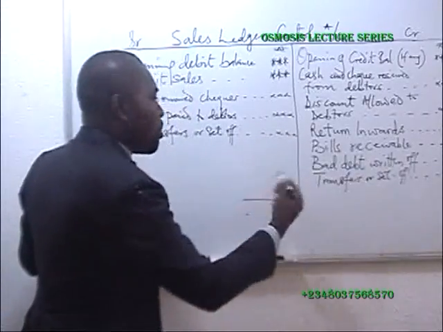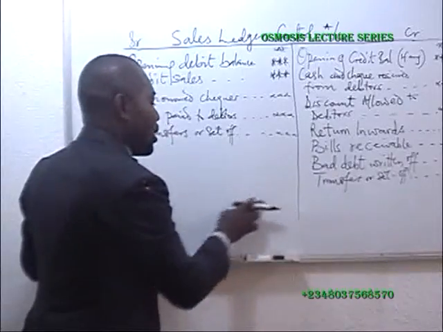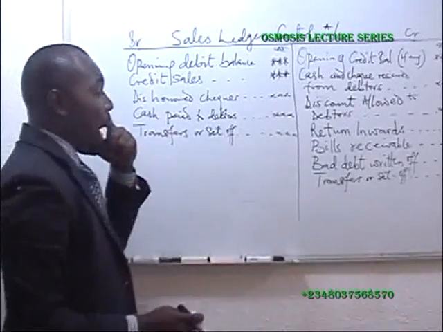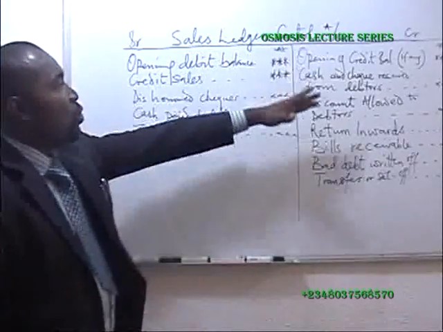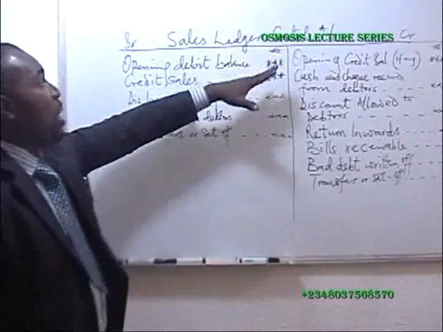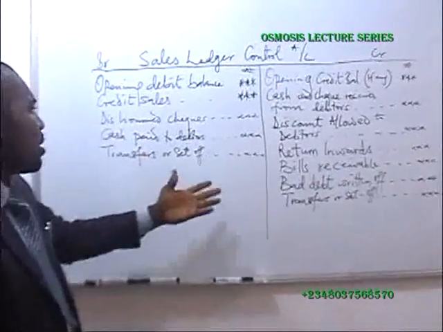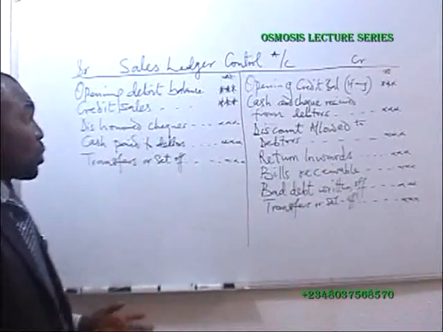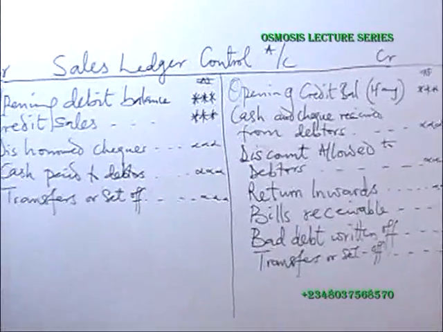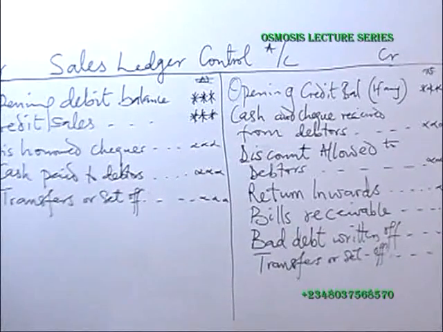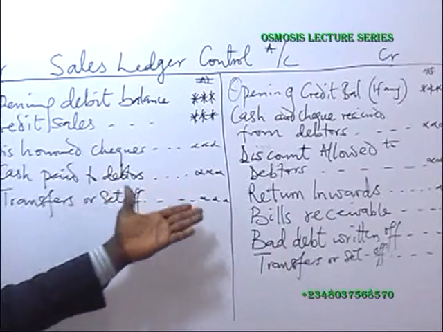So when you bring them down, you now know your balance. These are the possible items that could appear on the sales ledger control account. Now let me do that little analysis here for you to appreciate what we have done so far. You can pause and take your time to copy down these things.